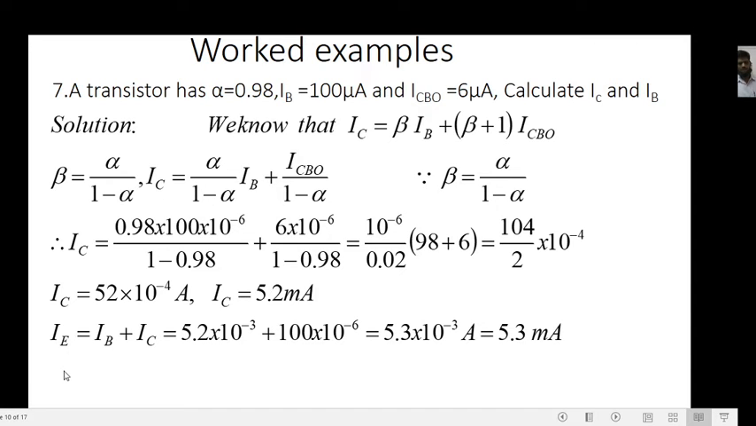Ie is equal to Ib plus Ic. Here the emitter current can be calculated. Ib plus Ic is equal to 5.2 into 10 power minus 3 plus 100 into 10 power minus 6, that is equal to 5.3 into 10 power minus 3 ampere, that is equal to 5.3 milliampere.